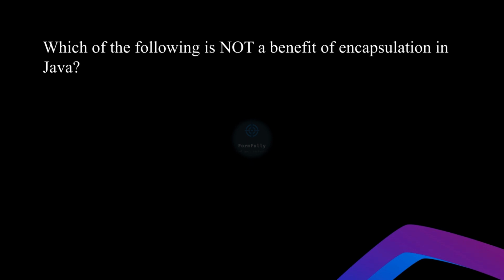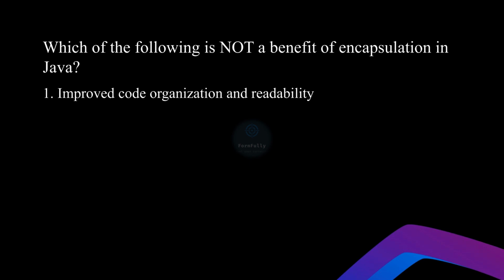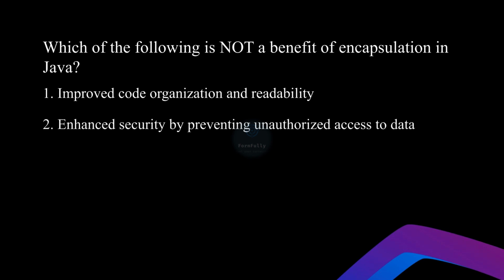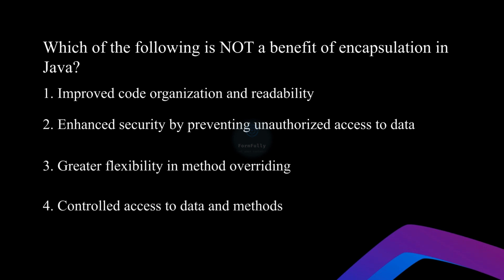Moving to the next question. Which of the following is not a benefit of encapsulation in Java? Options are improve code organization and readability, enhance security by preventing unauthorized access to data, greater flexibility in method overriding, controlled access to data and method.